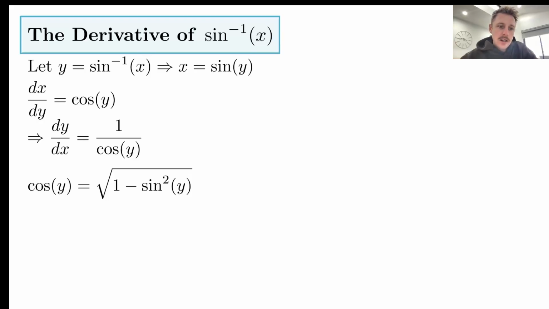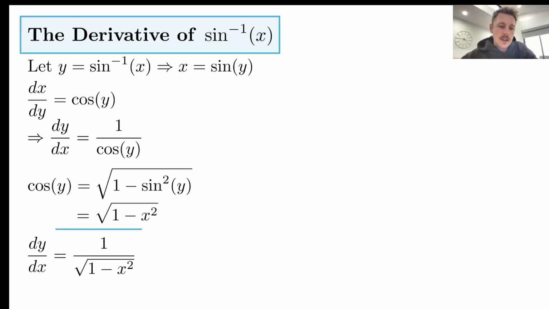And the reason we did that is because now we can express the right-hand side in terms of x, because we know from above that x equals sine y, and so the square root of 1 minus sine squared y is the same as the square root of 1 minus x squared. And so we can say the derivative is 1 over that, because we saw before that dy/dx is 1 over cos y. Therefore dy/dx is 1 over the square root of 1 minus x squared. And so we've built up our derivative of the inverse sine function by exploiting the idea of inverse function differentiation and taking the reciprocal.